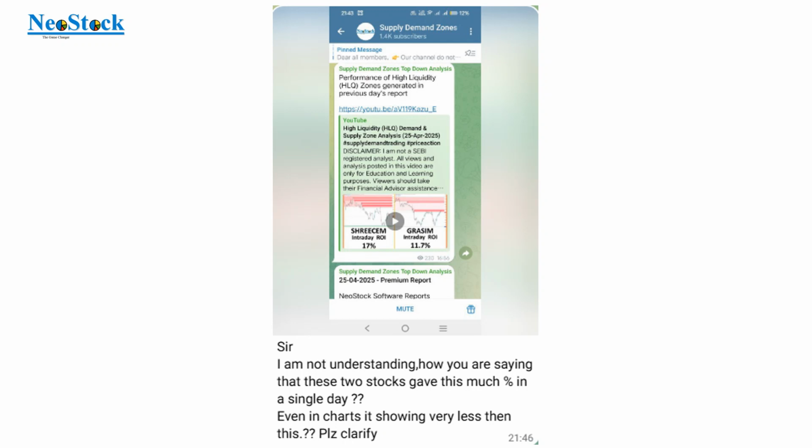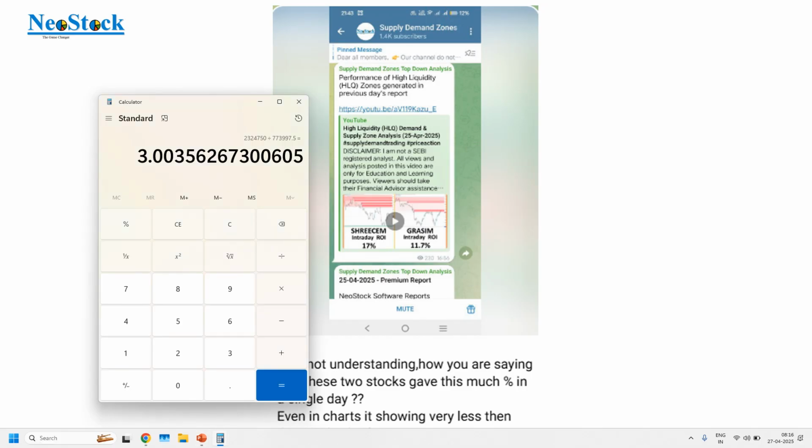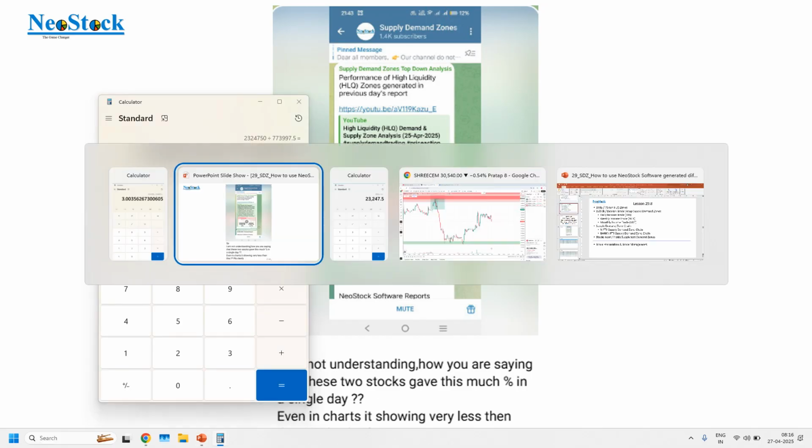I'm sure some of you might be thinking the way this member sent this question. Those of you who have no idea about futures, and are seeing only equity charts, might be wondering how we got 17% ROI. Without margin, you are getting this 3% ROI. But what is it that we are doing?